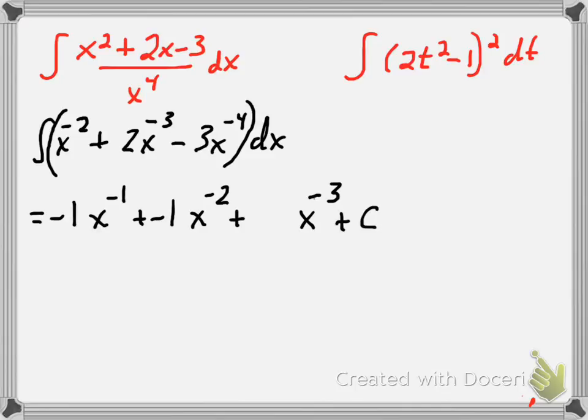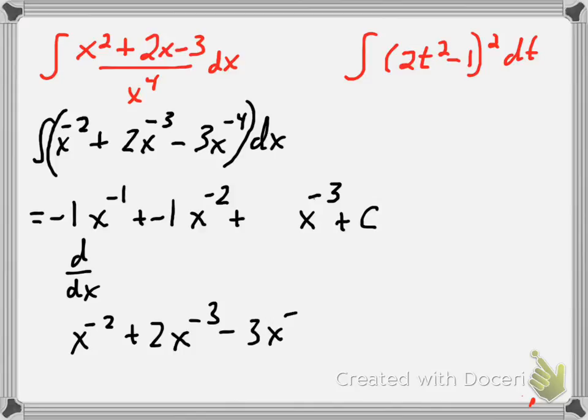The way you can check, take the derivative with respect to x. So negative 1 times 1 is x to the negative 2 plus 2x to the negative 3. That matches. Minus 3x to the negative 4, and that matches, plus c. And that's your quick check to make sure that works. I'm going to erase some of this so we have some room.